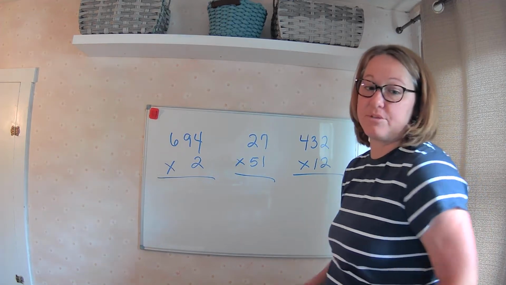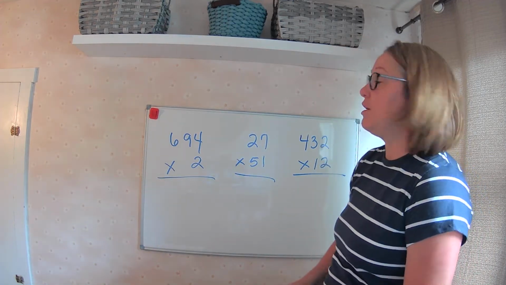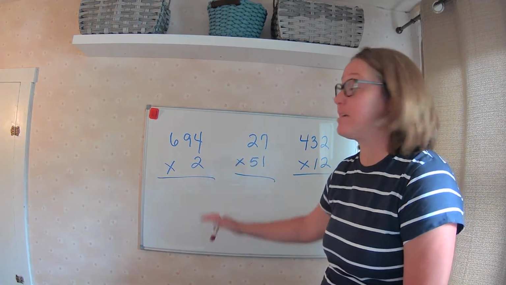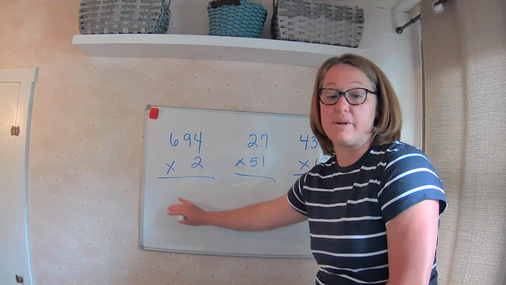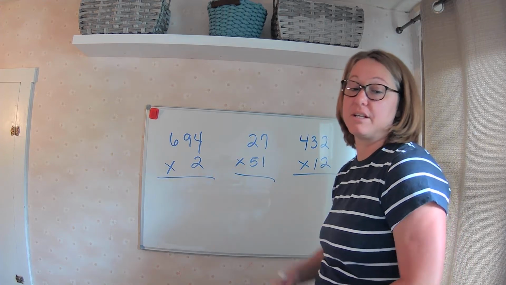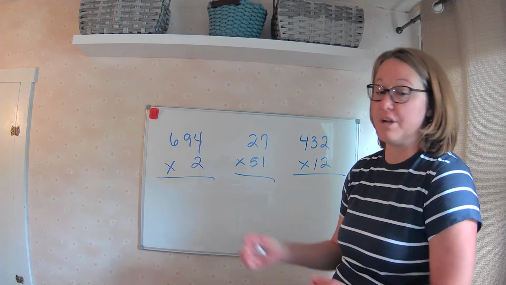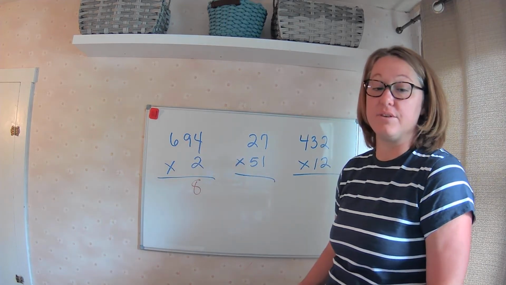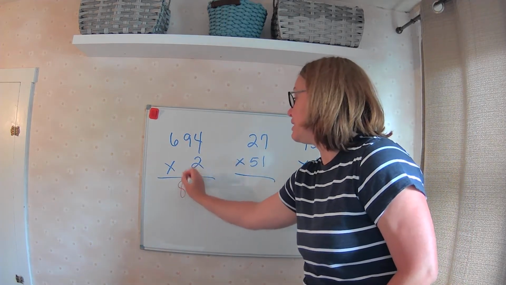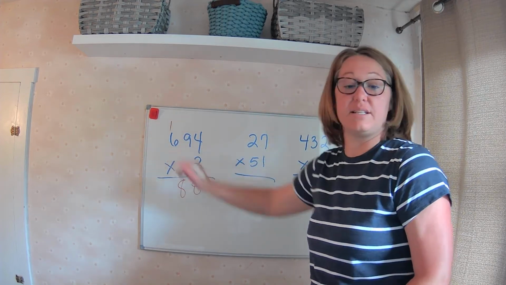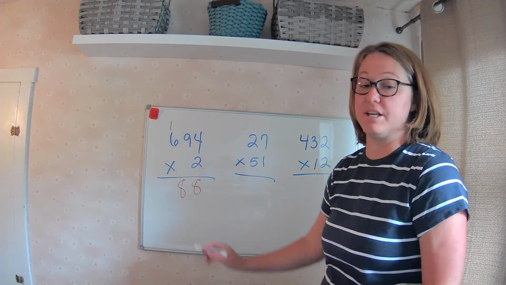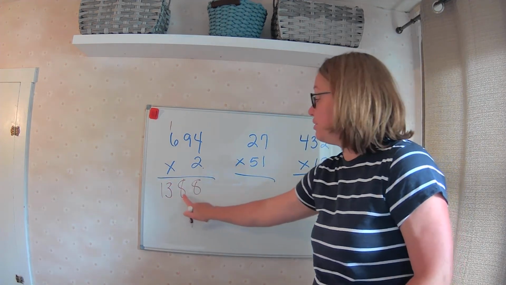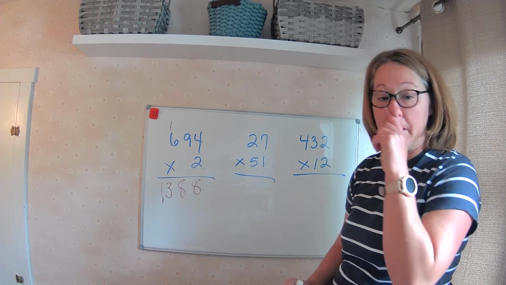All right, let's check the problems that we did in the previous lessons. We have 694 times 2. Again, 694 is a factor. 2 is a factor where when we multiply, we're going to find a product. So let's start with 2 times 4. 2 times 4 is 8. Then we go 2 times 9, which gives us 18. Put an 8, carry a 1. 2 times 6, 12, plus the 1 that we carried gives us 13. Every 3 digits gets a comma. 1, 2, 3, comma.